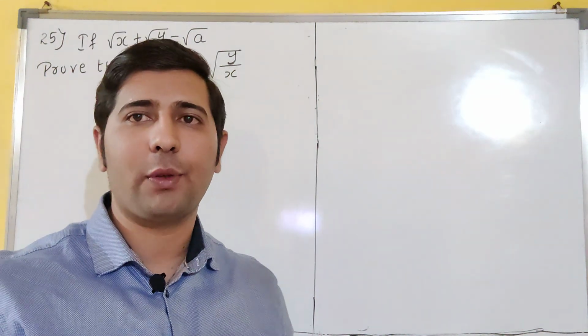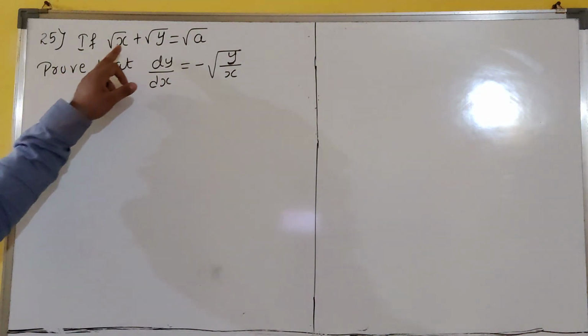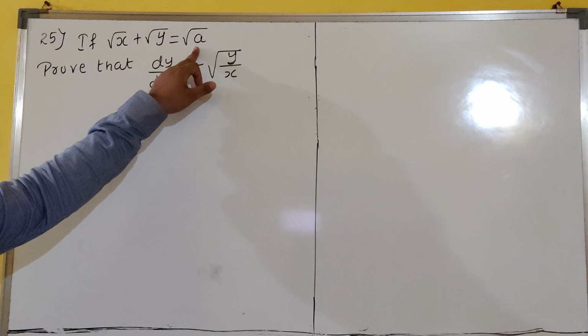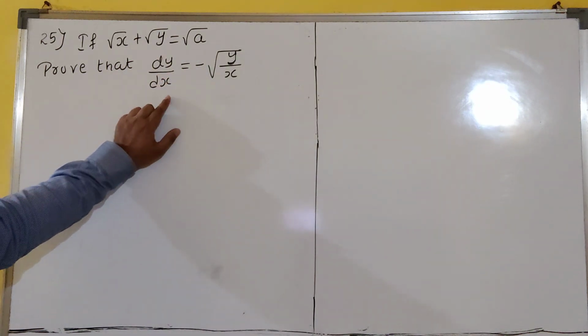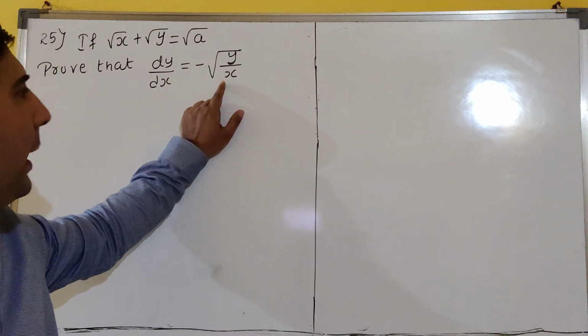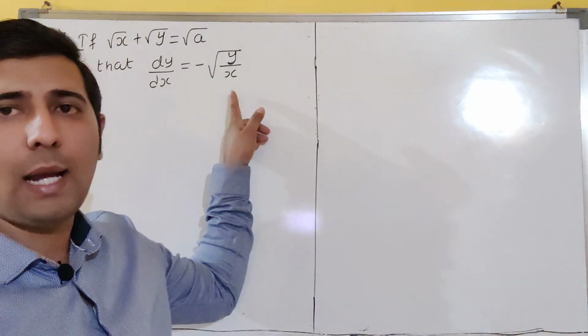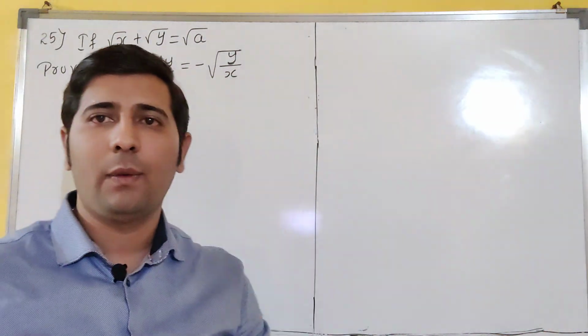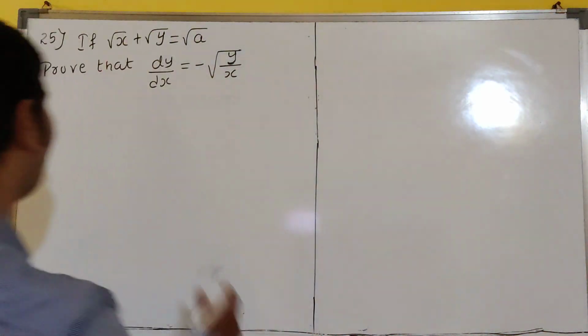Let us continue with the next question, dear students. If root x plus root y is equal to root a, prove that dy by dx is equal to minus square root y by x. Very simple question, dear students. How easily you can solve?